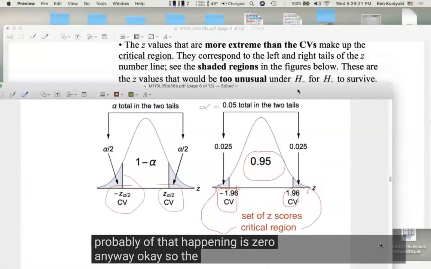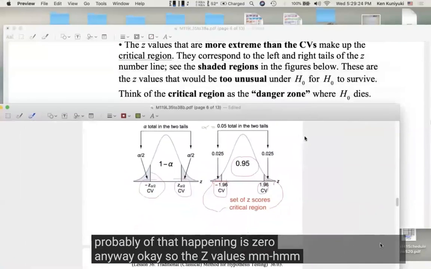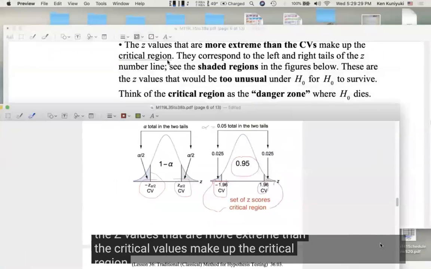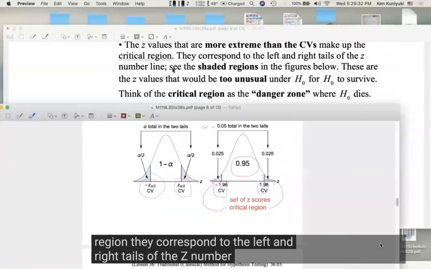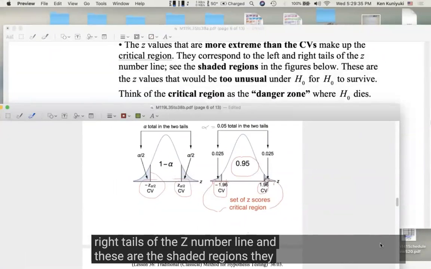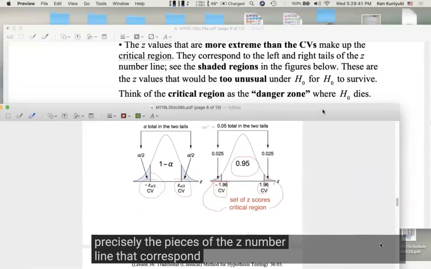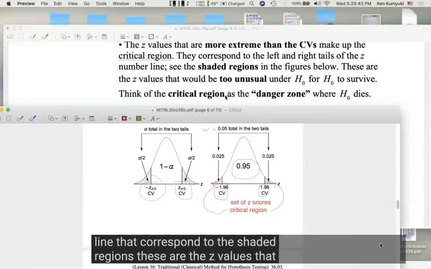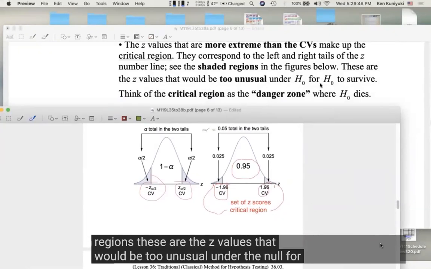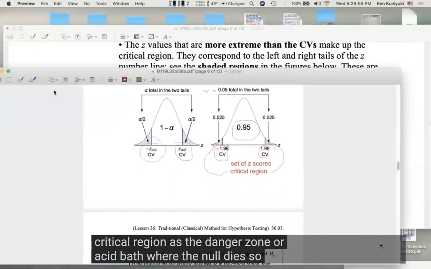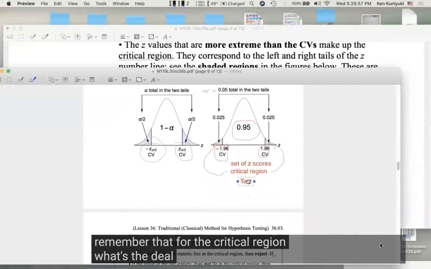So the z-values that are more extreme than the critical values make up the critical region. They correspond to the left and right tails of the z number line, and these are the shaded regions. These are the z-values that would be too unusual under the null for the null to survive. Think of the critical region as the danger zone or acid bath where the null dies. So remember that for the critical region, the null dies here. We reject the null.